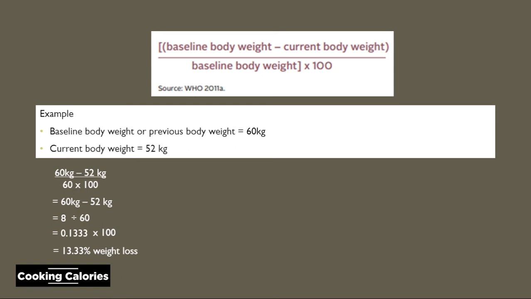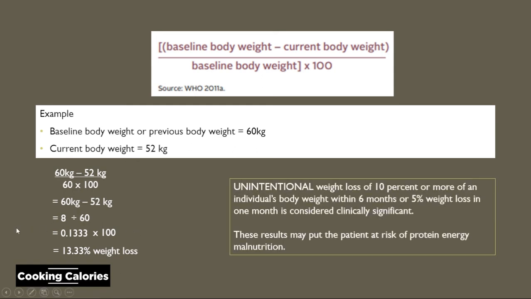Now what is the importance of this one? The importance of this one is that unintentional weight loss of 10% or more of an individual's body weight within 6 months, or 5% weight loss in 1 month, is considered to be clinically significant. Now these results may put the patient at risk of protein energy malnutrition.